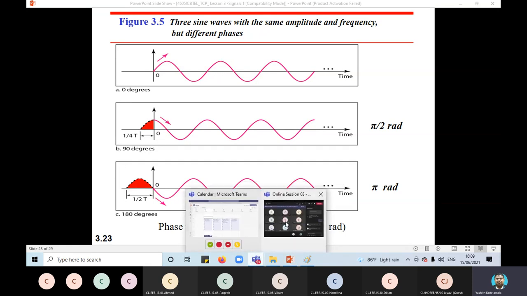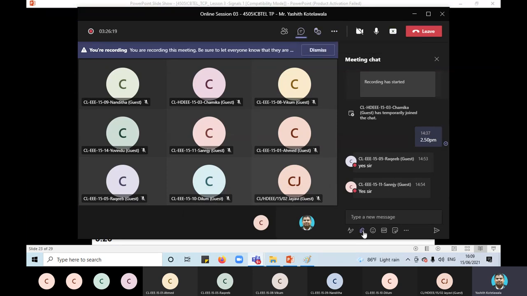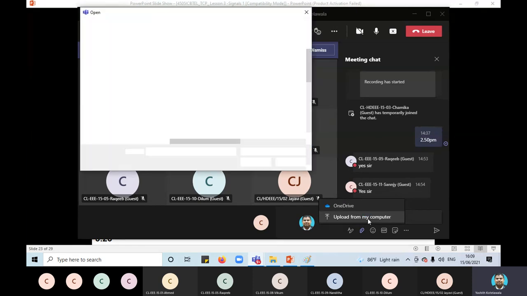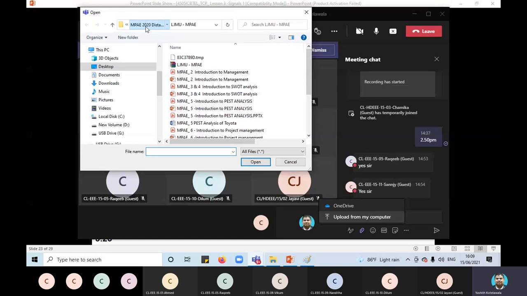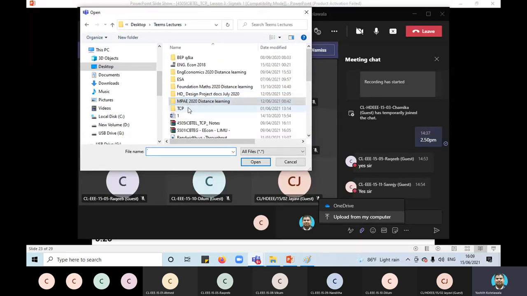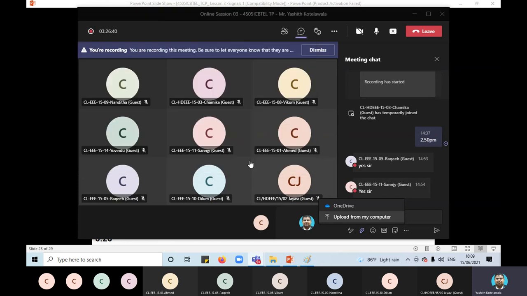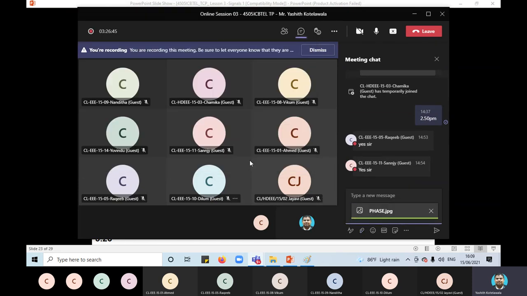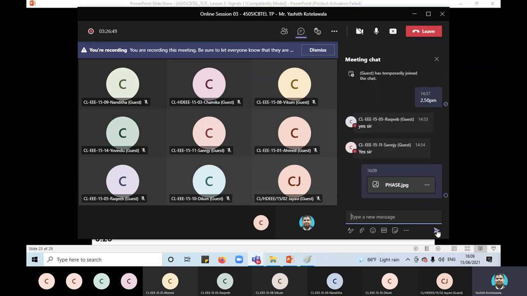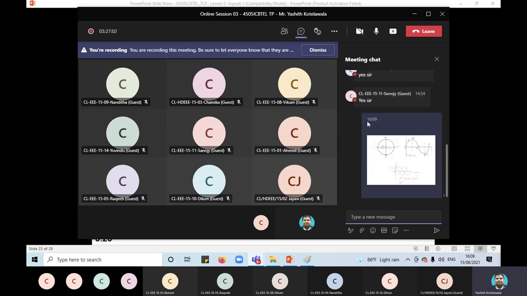Let me go to the sharing part. I will share the document. Right, so you get the picture, which I kept on using to explain the phase angle or the angular position of a waveform. So you can refer to this as well while you're going through the slides again.